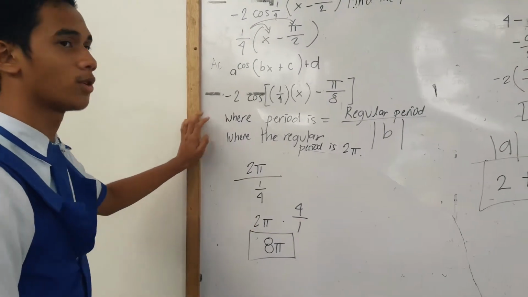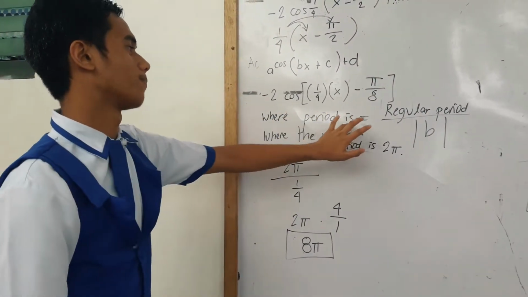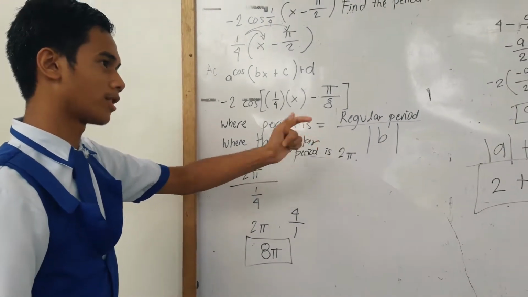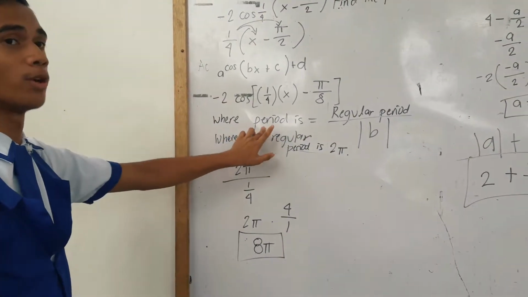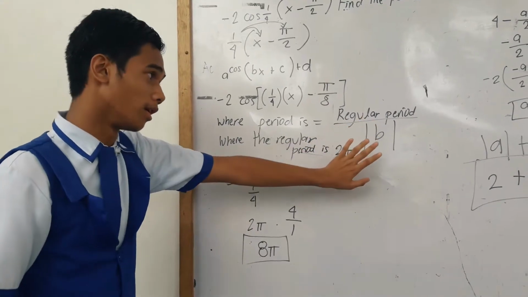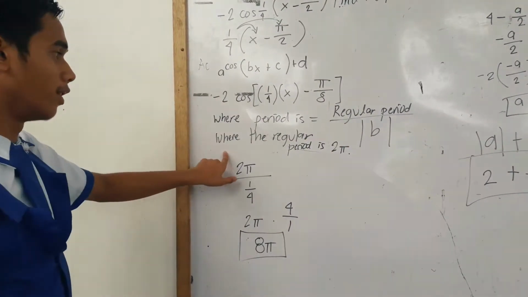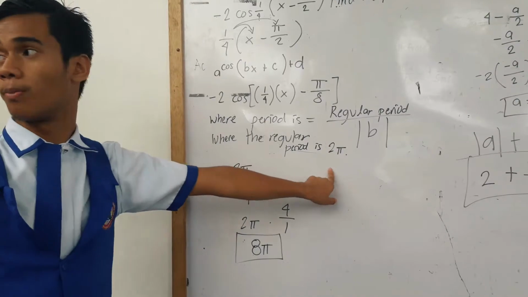And we remember the standard equation for getting the period, which is the regular period over the absolute value of b, and the regular period is always 2 pi.